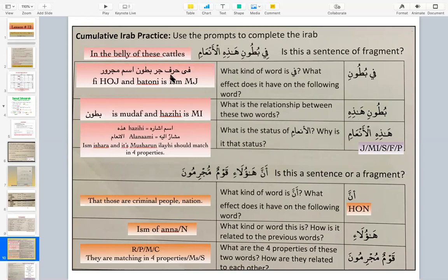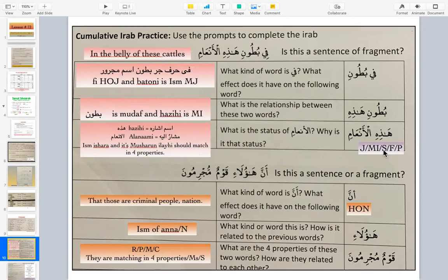Okay, so this is how you are going to label. Fi butuni, you can say fi harfu jar, butuni is ism majroor. If you like to write in English, you can say fi harfu jar and butuni is ism majroor. And then butuni is mudaf and hazihi is mudaf ilayhi. And then hazihi is our ismul ishara, al anami is our musharun ilayhi. And ismul ishara and its musharun ilayhi should match in four properties, and we saw that they are matching.